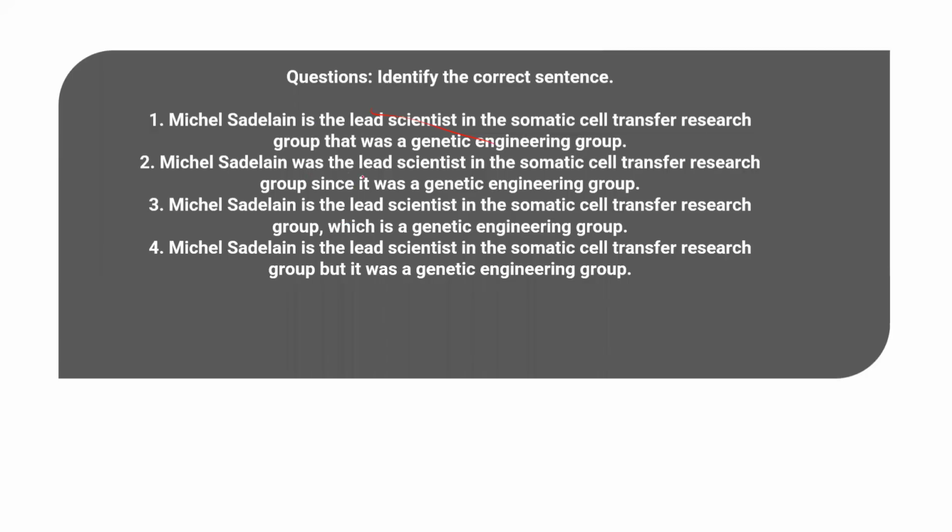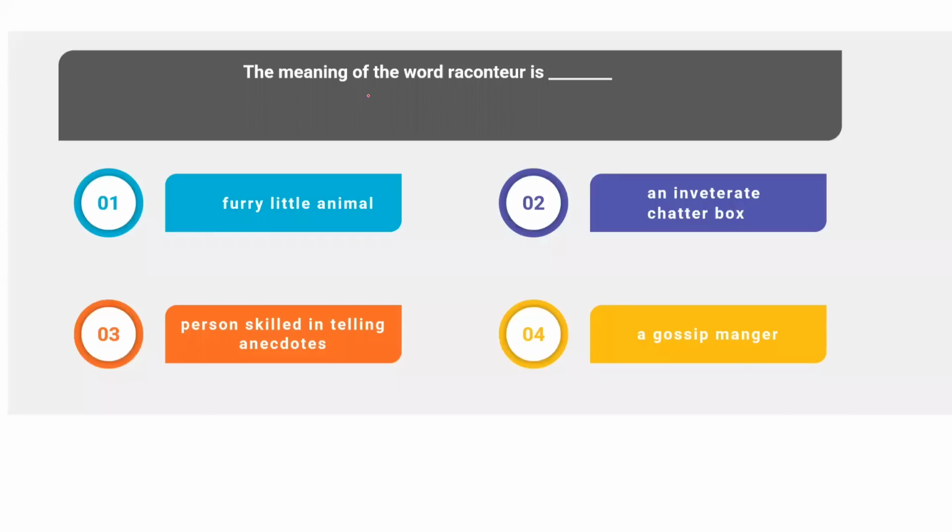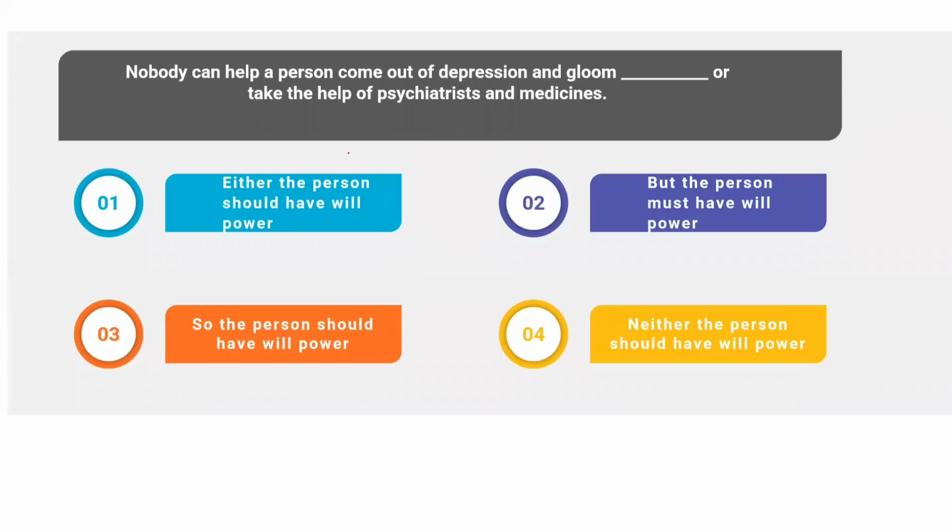Moving to the next question. That's easy. The meaning of the word raconteur is someone who is very skilled in giving you stories. Probably your grandmother is a good raconteur, right? Someone who's very good in telling stories. Anecdotes are very similar to stories. So the right one is option number C, right? So that's the answer. Moving to the next question.